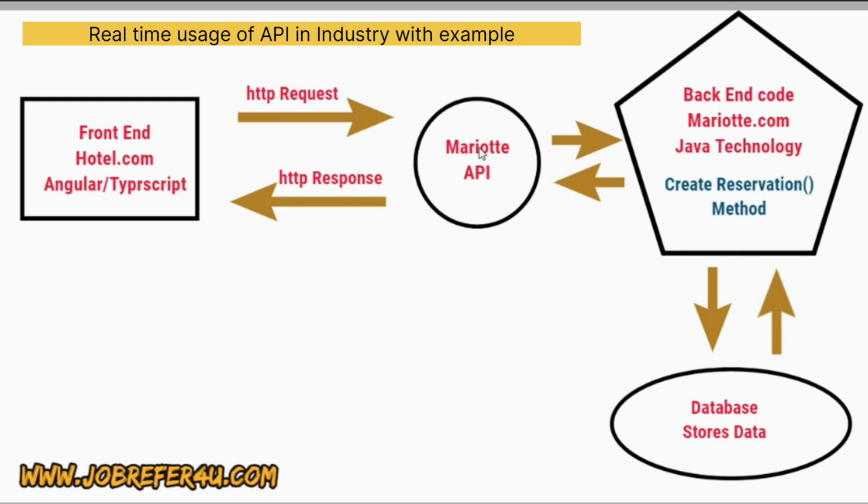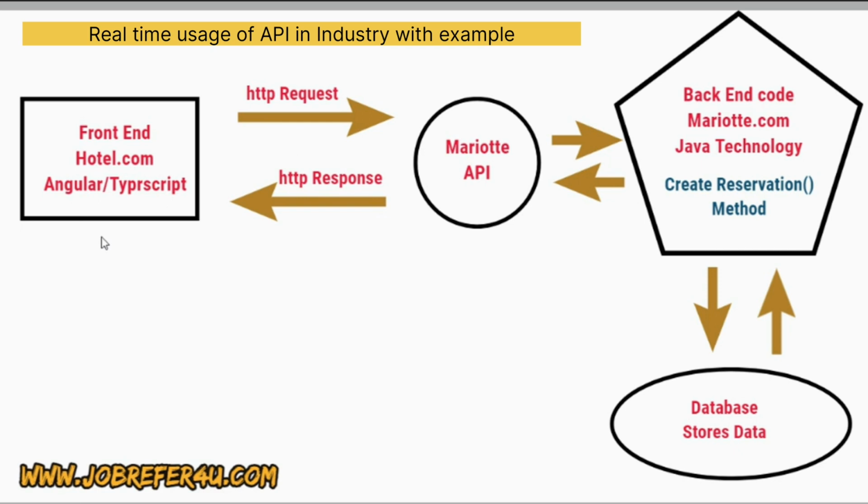Once someone hits this server, the information will be sent to the create reservation method, and the backend processing will only happen on the Marriott server, and it will send the result back to the API, and the API will give it back to hotels.com. So there is no direct interaction between hotels.com and Marriott Hotels now. Even hotels.com does not need any code now. They just need to confirm the reservation, so they will just use the API.